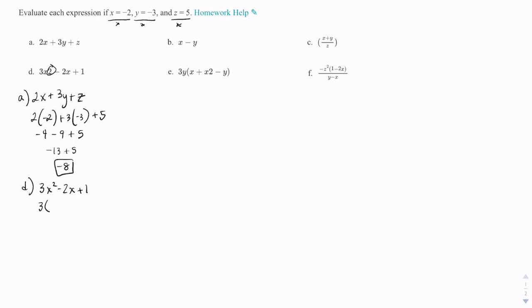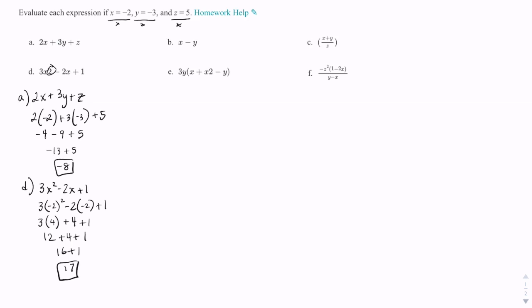So x is negative 2 squared, minus 2 times x, which again is negative 2, plus 1. So negative 2 squared is negative 2 times negative 2. That's positive 4. And then negative 2 times negative 2 is plus 4 here, plus 1. So I have 4 plus 4 plus 1. That's 8 plus 1 is 9 for D.